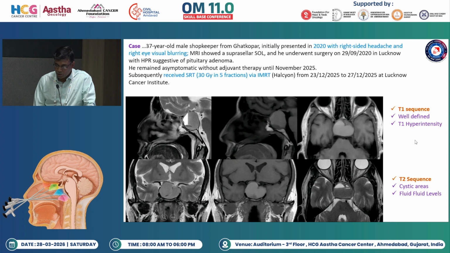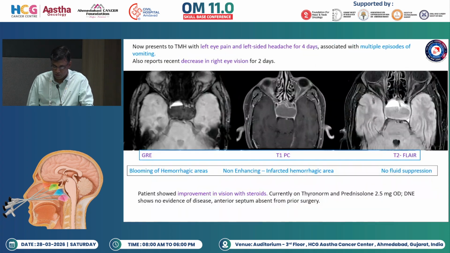And we need to know which sequences allow us to identify hemorrhage, and which ones show a cyst or fluid-filled levels. On the GRE, we can identify, yes, it is a bleed, and we can confirm that. On the post contrast, the bleed is not enhancing, and the fluid is not clear fluid, and that's why it is not suppressing. So these are the information one can get from the MRI.